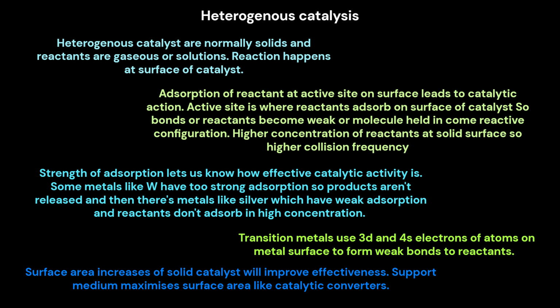And then there's metals like silver, which have weak adsorption, and reactants don't adsorb in high concentration. Transition metals use 3d and 4s electrons of atoms on the metal surface to form weak bonds to reactants. Increasing the surface area of a solid catalyst will improve effectiveness. A support medium maximizes surface area and minimizes cost, like in catalytic converters.